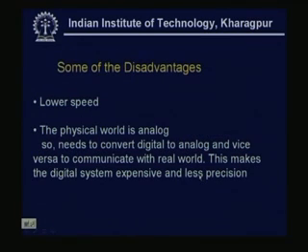Now, not all are advantages, there are some disadvantages. One thing is lower speed. If we use analog, though analog has many other disadvantages, we will not discuss that because our main concern is the digital system. One advantage of analog is that it is very fast, whereas in digital the speed is lower. Another thing, not exactly a disadvantage, is that it is a costly venture.